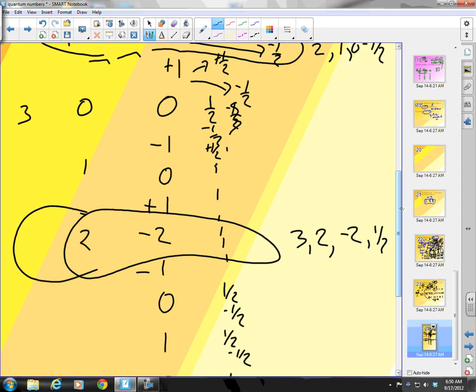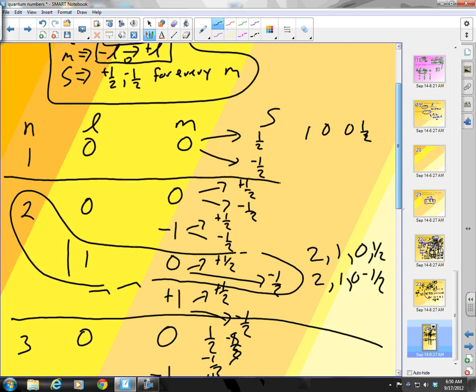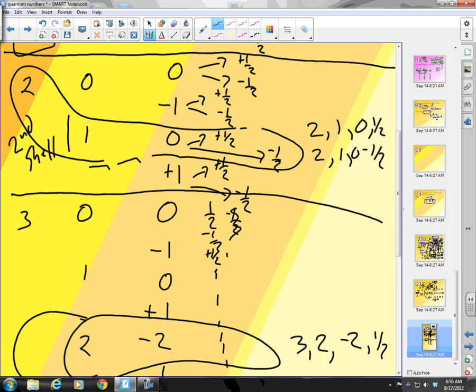Here's my 3 zone, and here's my 2 zone, and here's my 1 zone. And this is what we call N equals 1, so this is my first shell. This is 2, so this is my second shell. N equals 3 would be my third shell. Cool. Good, good.